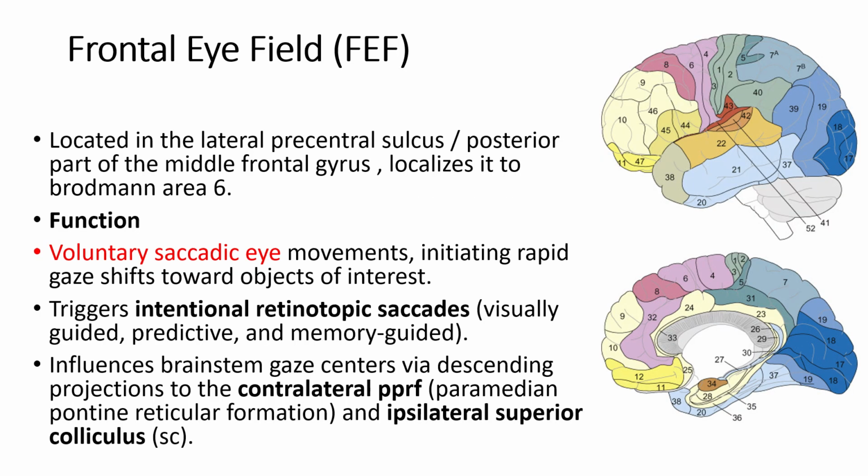Coming to cortical gaze centers. Frontal eye fields. Located in the lateral precentral sulcus or the posterior part of middle frontal gyrus, localizing to Brodmann area 6. The function is voluntary saccadic eye movement, initiating the rapid gaze shift towards the object of interest. Triggers an intentional retinotopic saccade, that is, visually guided, predictive, and memory guided saccades. Influences the brainstem gaze centers via descending projections to contralateral PPRF and ipsilateral superior colliculus.